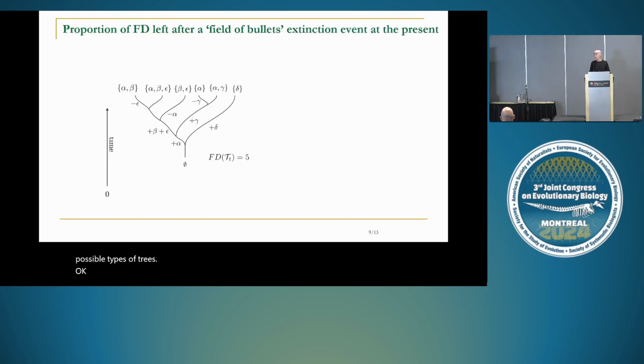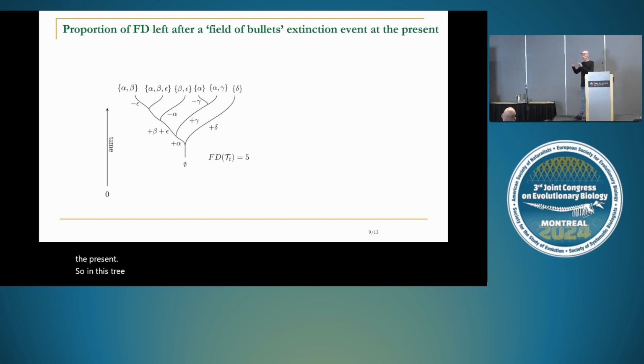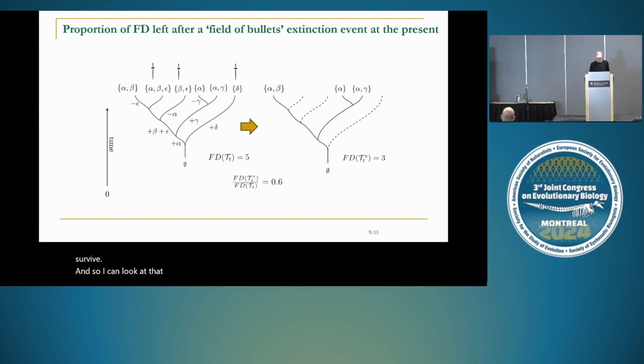Okay, so now I want to turn to the question of what happens if we have a sweep of extinction at the present. So the very simplest model is Raup's field of bullets model, where each species independently survives or not with probability S. So we imagine some rapid extinction event at the present. So in this tree here, the feature diversity amongst all of the species is 5. But if 3 of them go extinct, now the feature diversity is 3. Alpha, beta, and gamma are the only features that survive. And so I can look at that ratio, 3 over 5, which is 0.6.